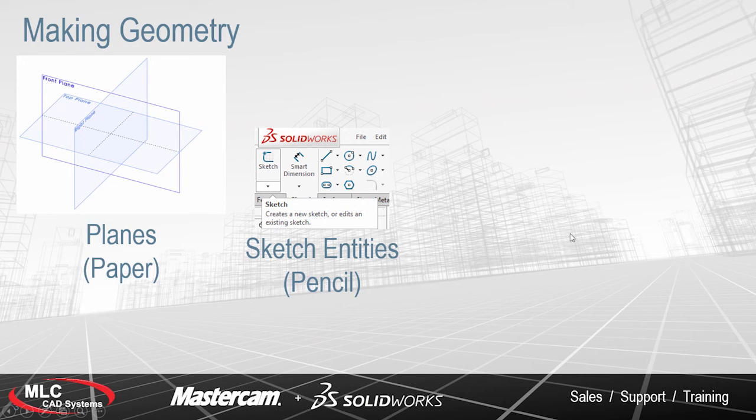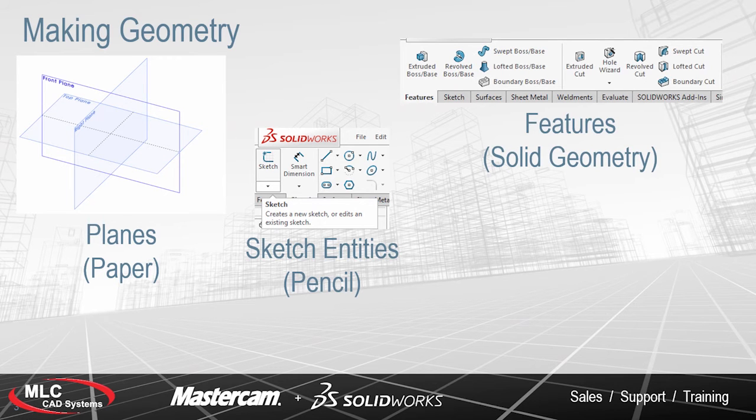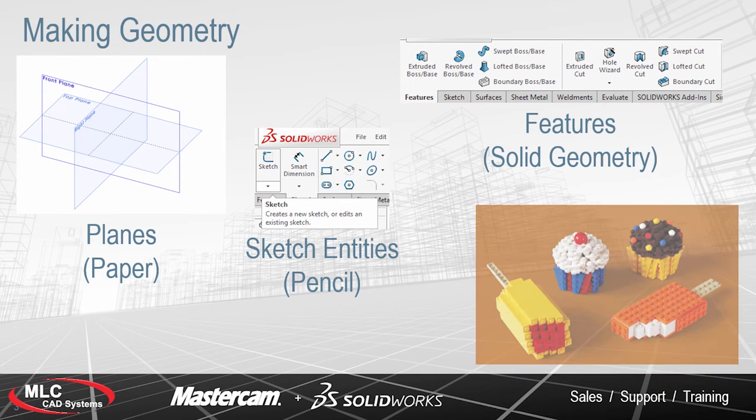Using these skills, we can then take those 2D sketches that we're so familiar drawing and make three-dimensional geometry. This is where things really start to change and get interesting. So let's see what it looks like to take those skills and make something that's really delicious.